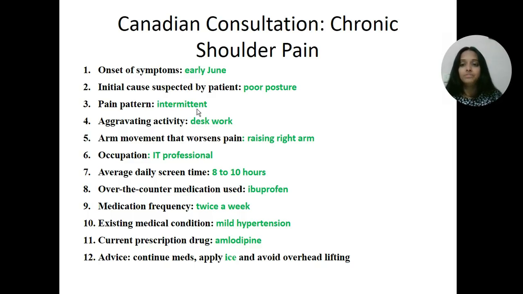And aggravating activity, yes, he mentioned when he was working at his desk for long hours. So desk work, and then arm movement that worsens pain. So whenever he raised his right arm or reached behind, he was getting the pain, right? So raising right arm. And the occupation, yes, he said he's an IT professional. And average daily screen time, he mentioned that too, 8 to 10 hours a day. So 8 to 10 hours. Over the counter medication used, ibuprofen. And medication frequency, he used to take it twice a week.